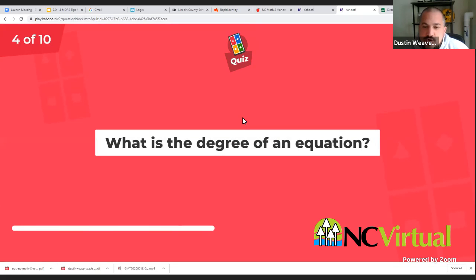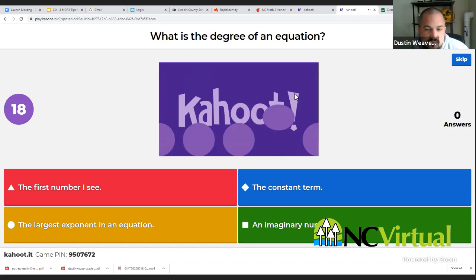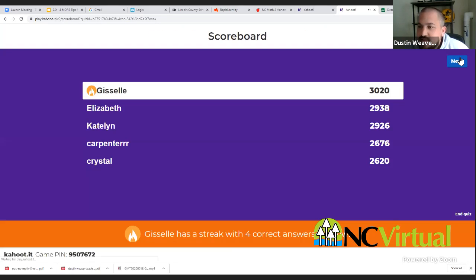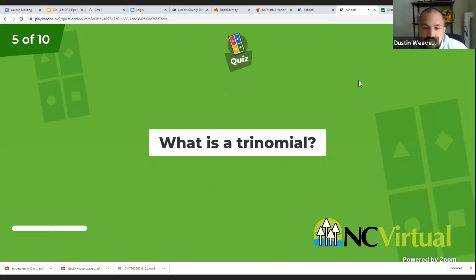Question number 4, what is the degree of an equation? Absolutely. So the largest exponent is going to be your degree, sometimes referred to as your power.